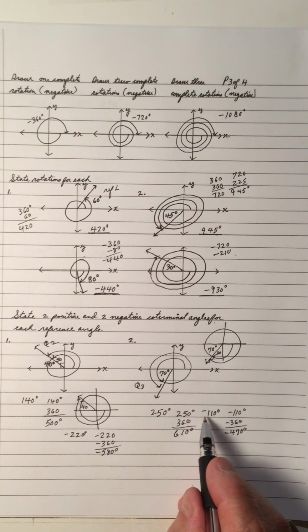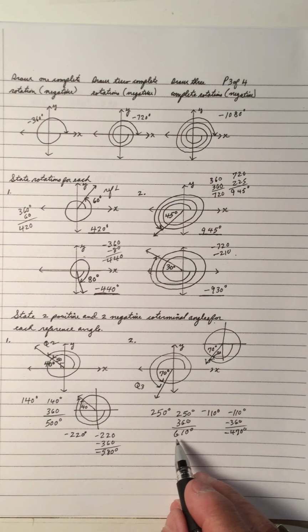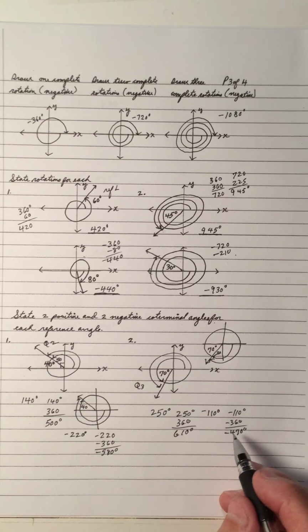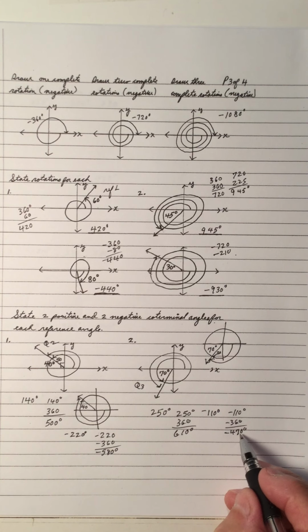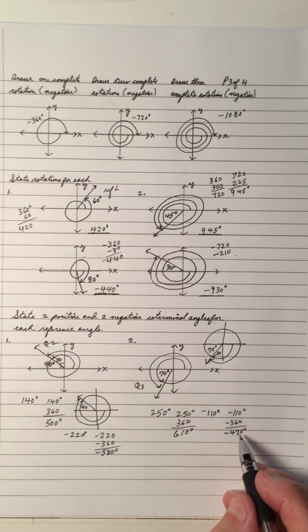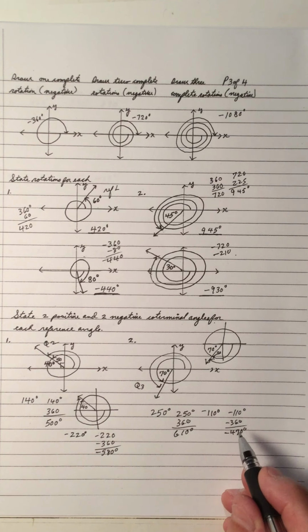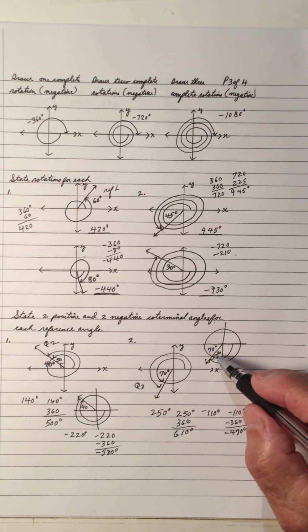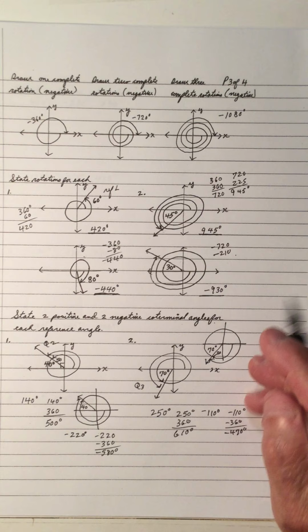So the four of these angles, 250, 610, negative 110, negative 470, are all coterminal angles. Why? Because they end up in the same quadrant, quadrant 3, with the same reference angle of 70.